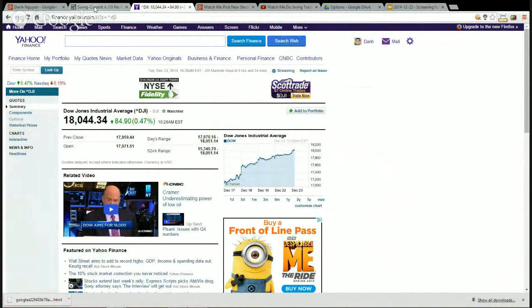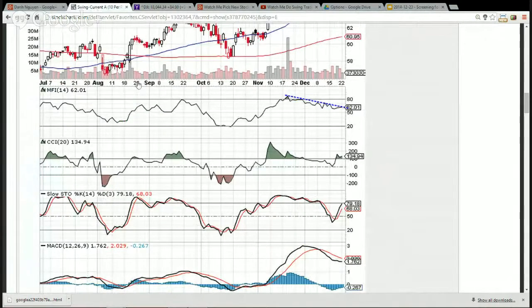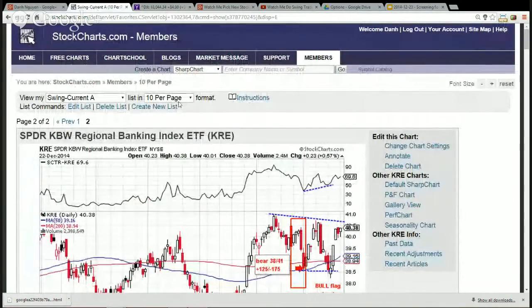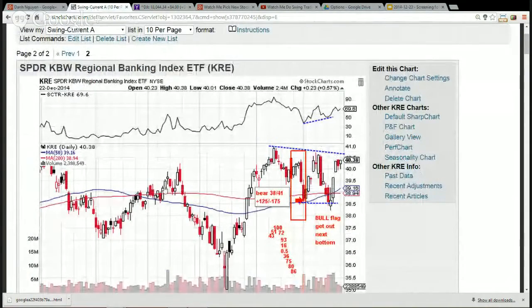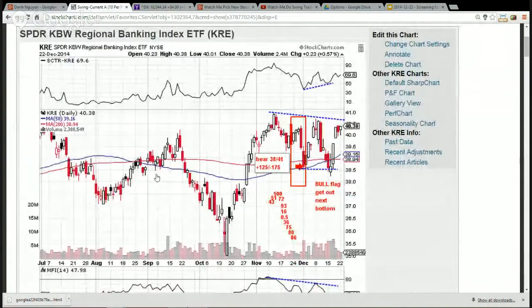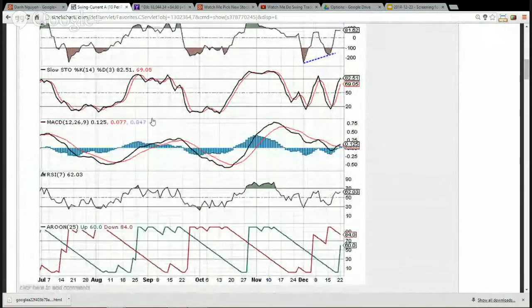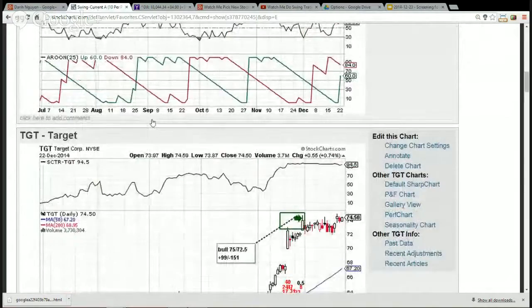Now I'm going to go to my account on StockCharts.com. I introduced you to this last time. It's the best charting software that you can get out there. And you can see you can chart trend lines. You can put in your indicators for technical analysis.